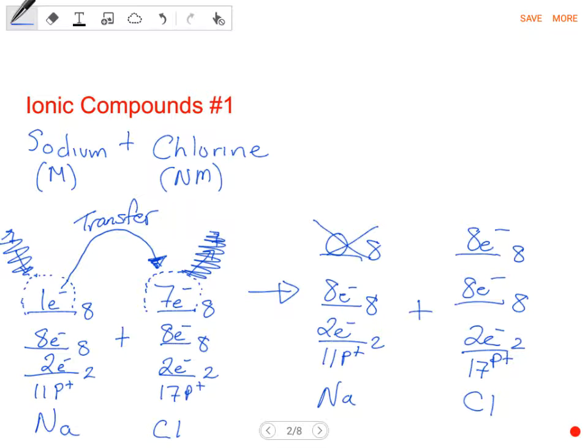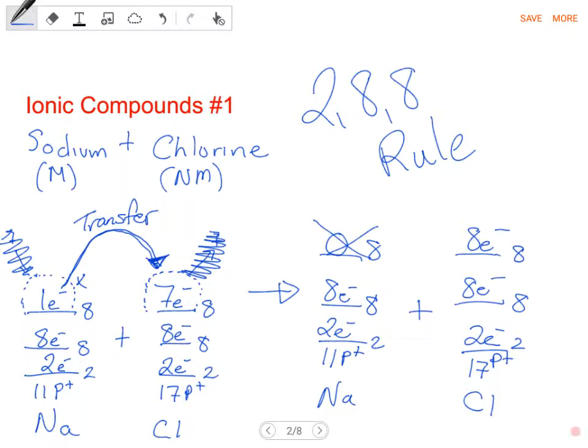This has now formed a compound. We have an ionic compound. The Na and the Cl have bonded together because of a transfer of electrons. Why did they transfer? It all comes down to the 2-8-8 rule. The sodium was unhappy. It wanted to give 1 away. The chlorine was unhappy. It wanted to take 1. It's a perfect match. That's an ionic compound.